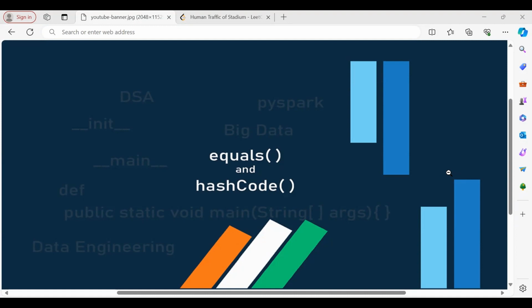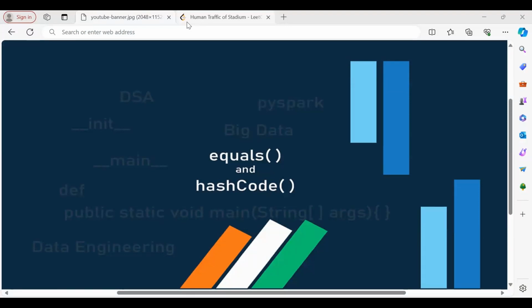So today I'm back with another video. Came across another LeetCode problem. It's a hard level problem, and we will be looking into the problem and then we'll be solving it in PySpark. Let's go to the problem directly.